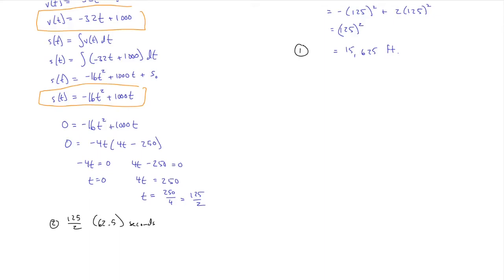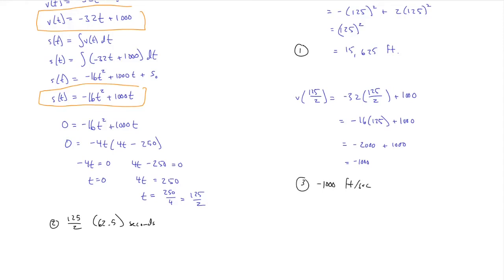And then the third question, how fast is the bullet going when it hits the ground, is just a matter of putting this time that we just figured out into the velocity function. You calculate v of 125 halves, and when you do the arithmetic, you get the answer negative 1,000. Which is to say that when the bullet hits the ground, it's going 1,000 feet per second in the downward direction, which is kind of nice. There's a beautiful symmetry there. It left the gun going 1,000 feet per second in the upward direction, and when it hit the ground, it was going 1,000 feet per second in the downward direction.